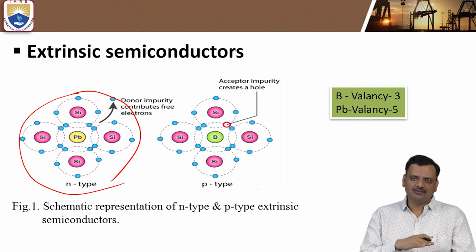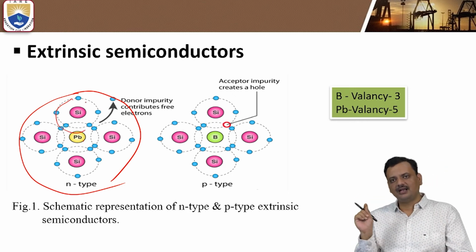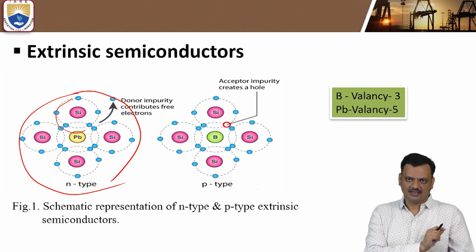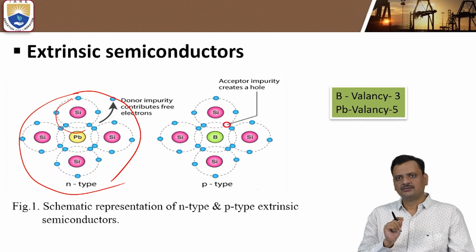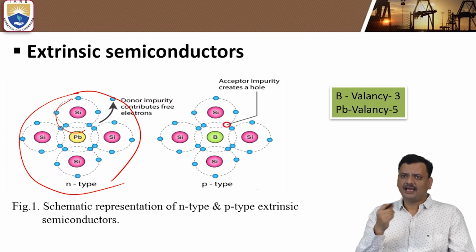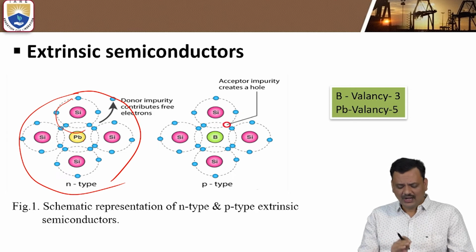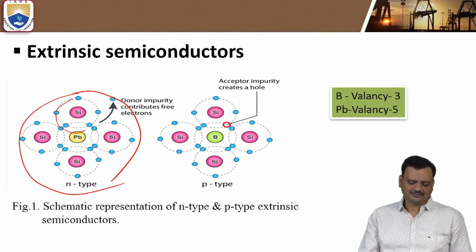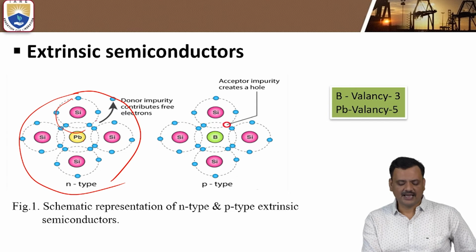So 4 electrons will make covalent bonds with adjacent silicon atoms, and 1 electron will be left over, and that will behave like a free electron. Why? Because it will require very little energy to come out of its octet. Okay, so this excess electron will behave like a free electron.